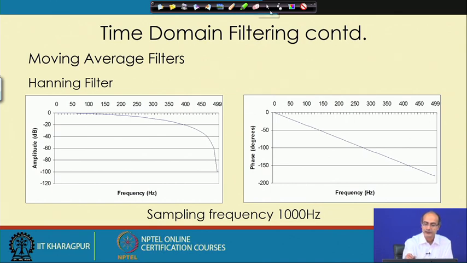So, that is the characteristics of this filter. However, what we can do is change the number of taps. We can increase the number of taps, and that can give us a better kind of averaging, and we can get better drooping characteristics.